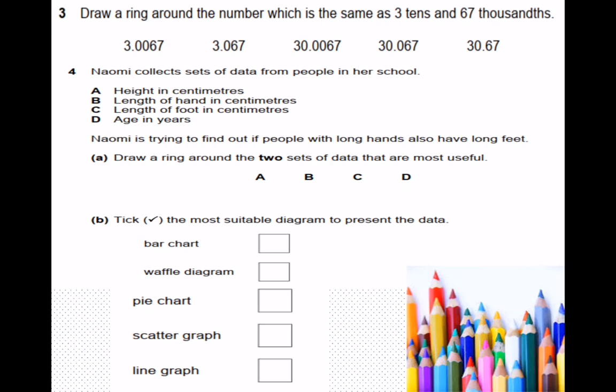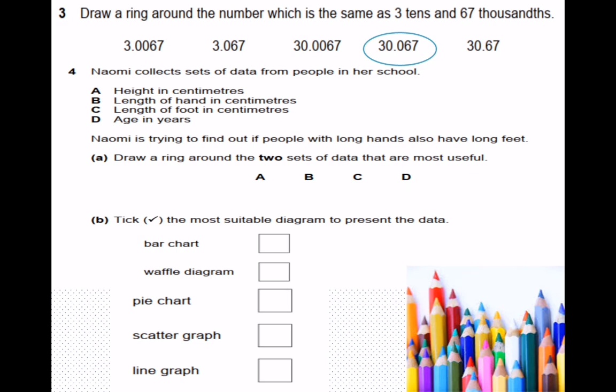Draw a ring around the number which is the same as 3 tens and 67 thousandths. So it means that the last digit, which is the 7, must be in the thousandths place value. Remember, it's not 3, it's 3 tens, not just normal 3. So the correct answer would be 30.067.